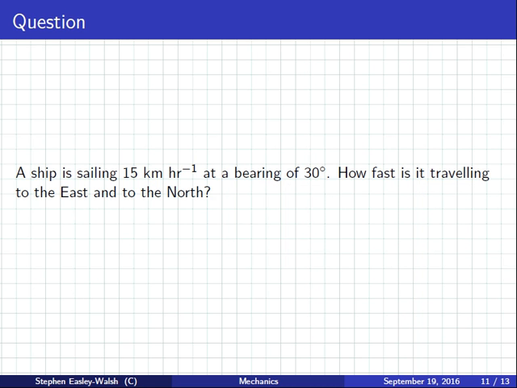30 degrees bearing means 30 degrees from the north clockwise. Yeah, clockwise. 30 degrees clockwise from the north. So for you it looked like this. Okay, try this.